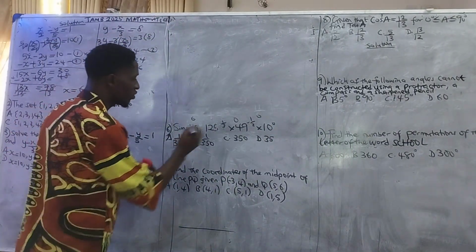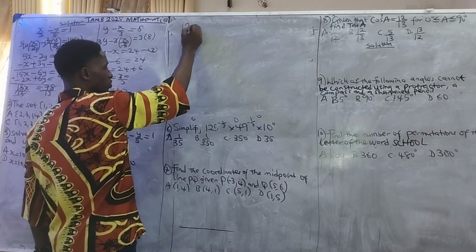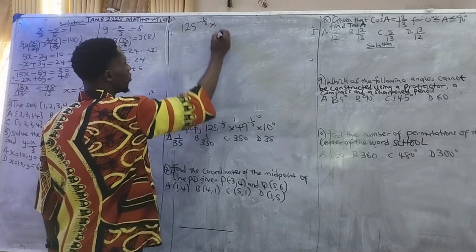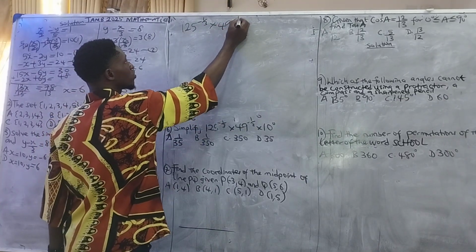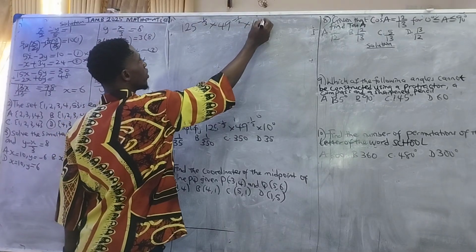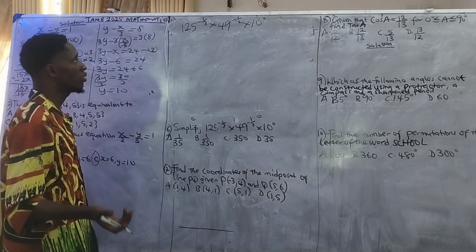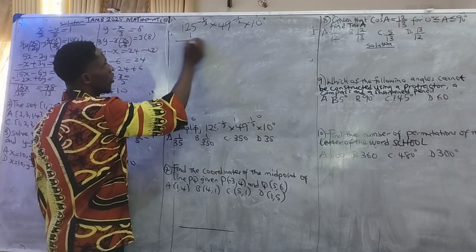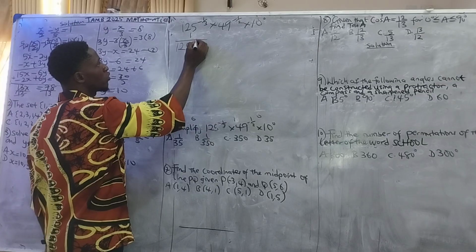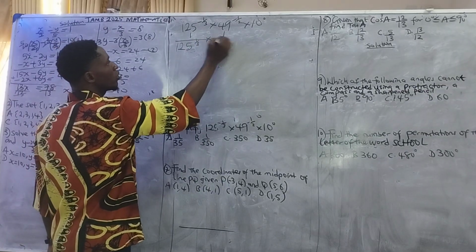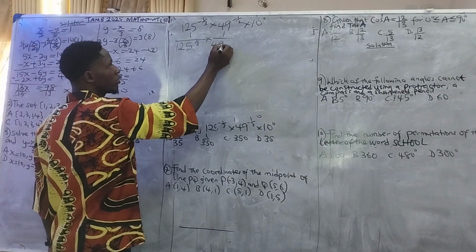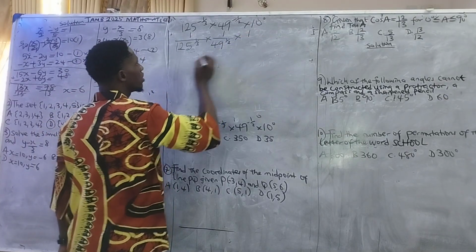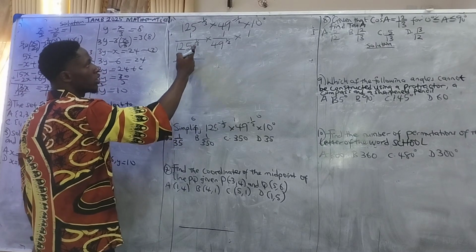So using the idea of indices, we have 125 raised to the power of minus 1 over 3 times 49 raised to the power of minus 1 over 2 times 10 raised to the power of 0. Applying the law of indices, for us to remove this negative, we introduce 1 over. That is the inverse of 125 raised to the power of 1 over 3 times 1 over 49 raised to the power of 1 over 2 times anything raised to the power of 0, which is 1.